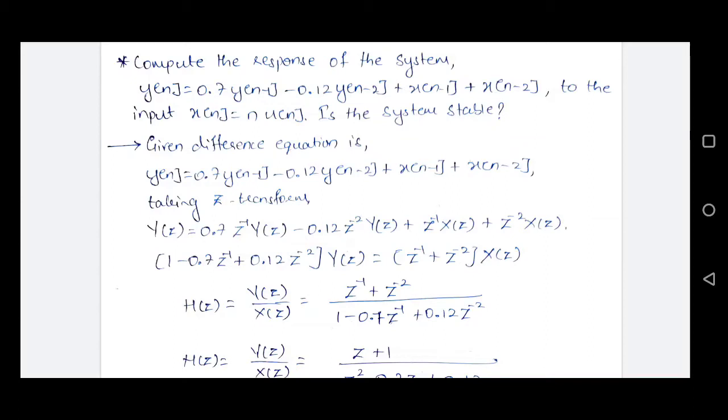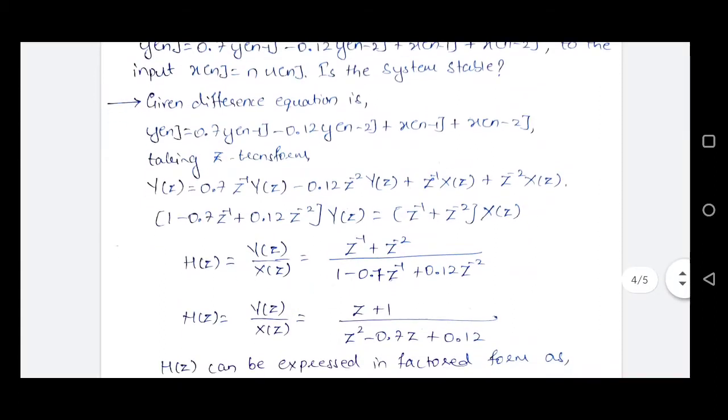A discrete time system is described by a difference equation where y(n) is the output, y(n minus 1) is the output delayed by 1 unit, and y(n minus 2) is the output delayed by 2 units. x(n minus 1) is the delayed input and x(n minus 2) is the input delayed by 2 units. And the nature of the input for this linear time invariant system is a ramp sequence, because x(n) is defined as n times u(n).